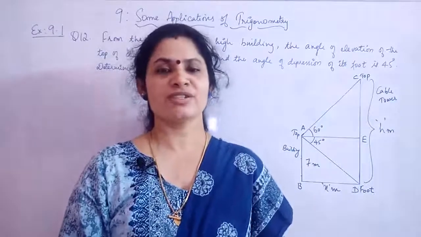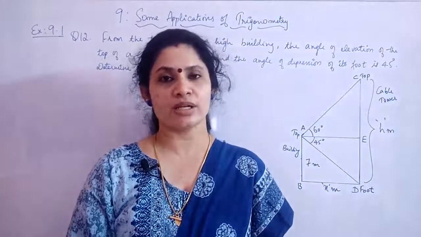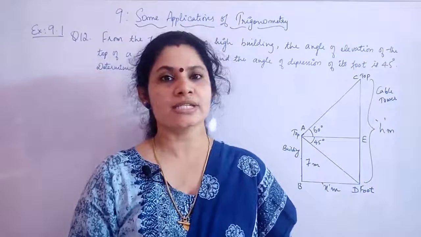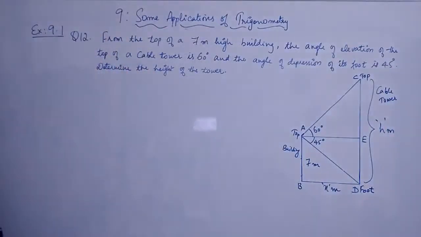Hello everyone, today we'll be discussing the remaining problems of exercise 9.1 of chapter number 9, some applications of trigonometry. We can start with question number 12: from the top of a 7-meter high building, the angle of elevation of the top of a cable tower is 60 degrees and the angle of depression of its foot is 45 degrees. Determine the height of the tower.